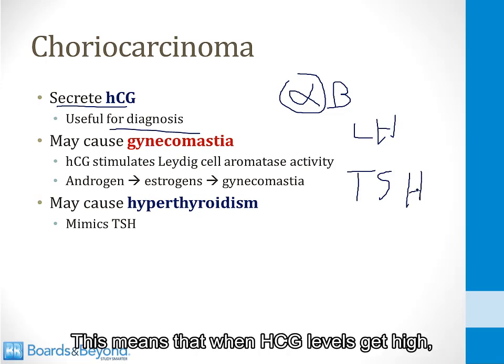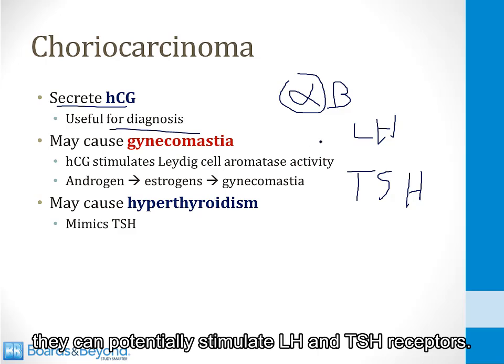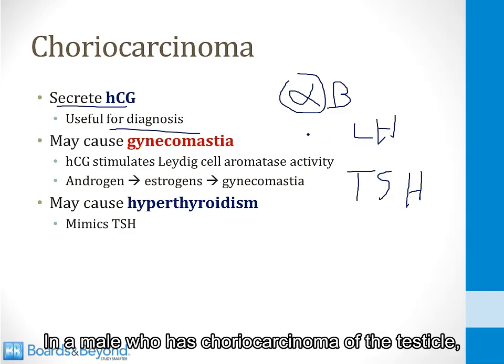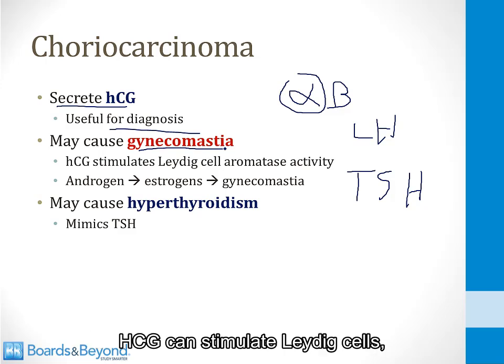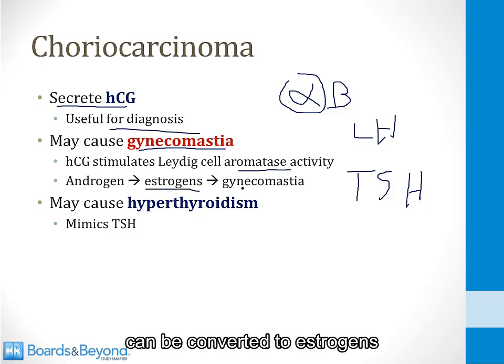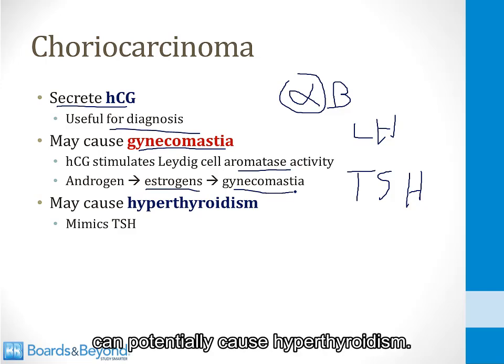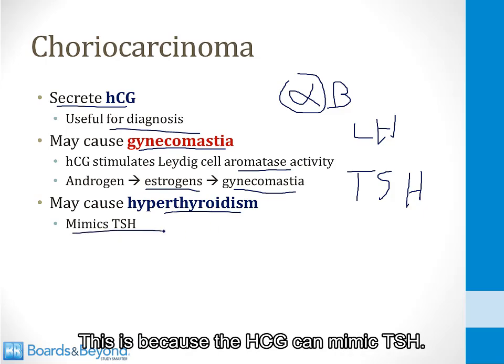This means that when HCG levels get high, they can potentially stimulate LH and TSH receptors. In a male who has choriocarcinoma of the testicle, this can potentially cause gynecomastia. HCG can stimulate Leydig cells, which have some aromatase activity, and then androgens in the male can be converted to estrogens, and this can cause gynecomastia. In addition, high levels of HCG can potentially cause hyperthyroidism. This is because the HCG can mimic TSH.